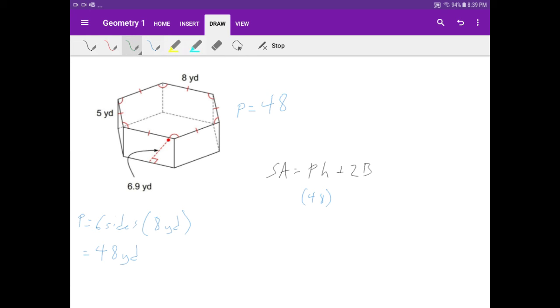Your height, that's an easy one. Height is 5. Then you add 2 of the base, which we gotta find, the area of the base.